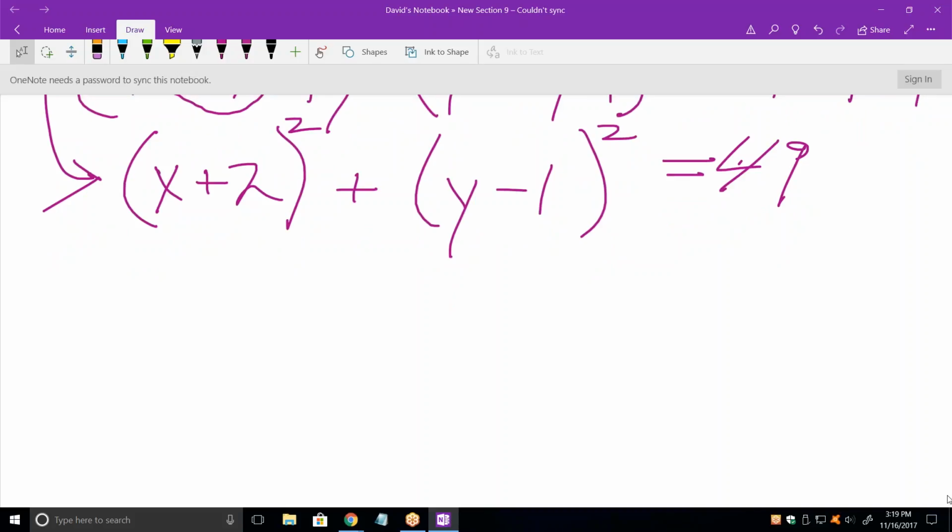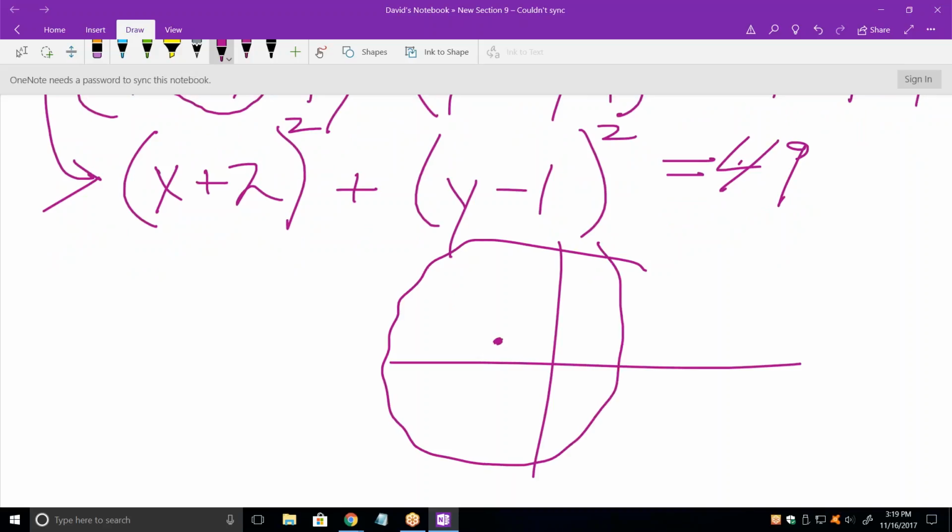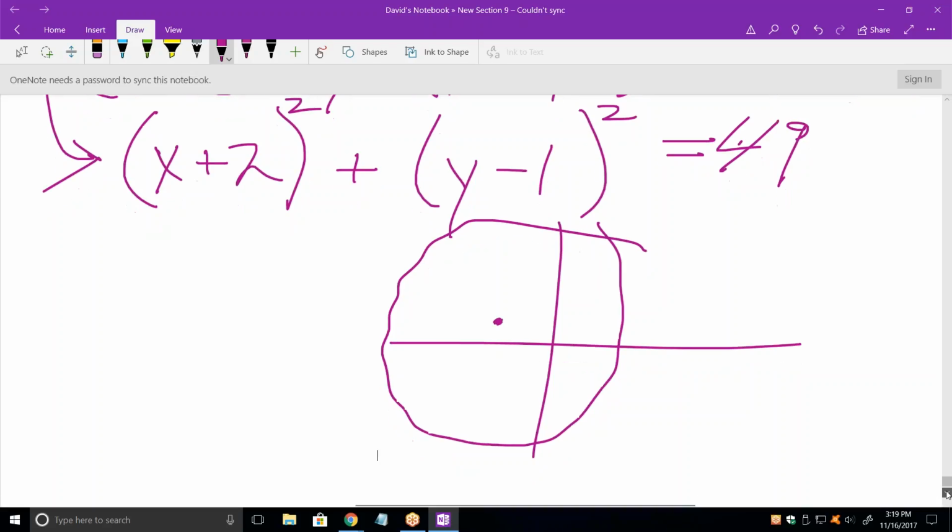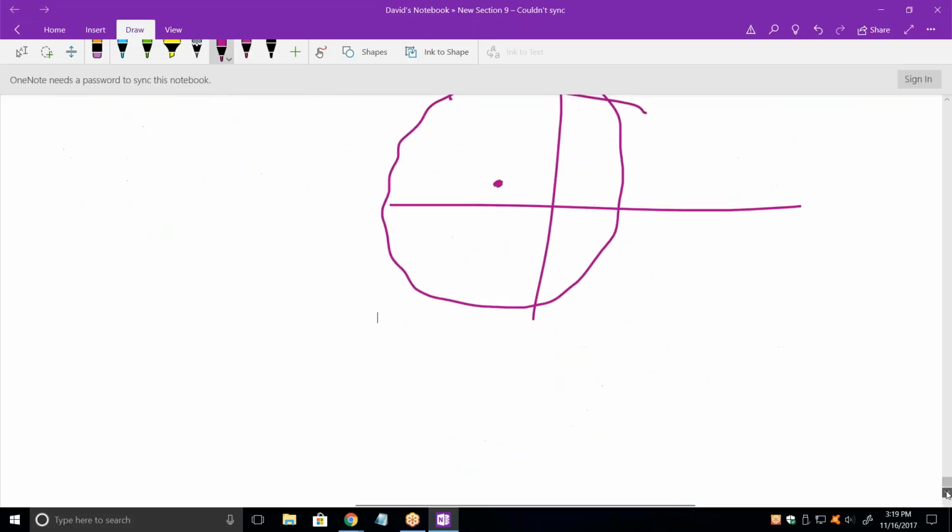Okay. In other words, the center is at -2, +1, and a radius of 7. It's going to look something like that. Okay. Let me just check to see if there's some bigger ones here.